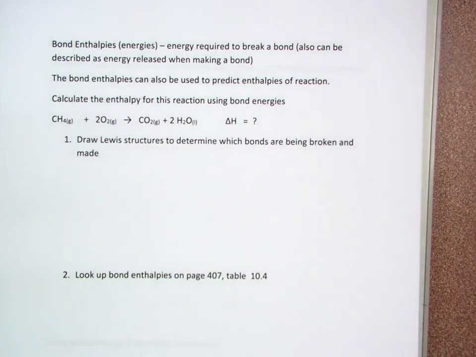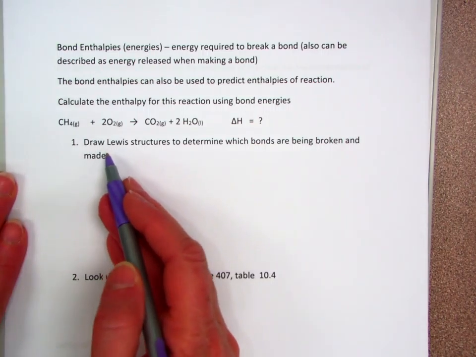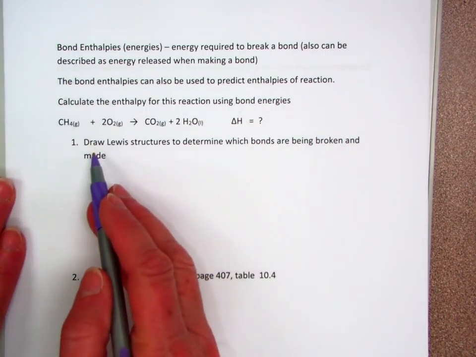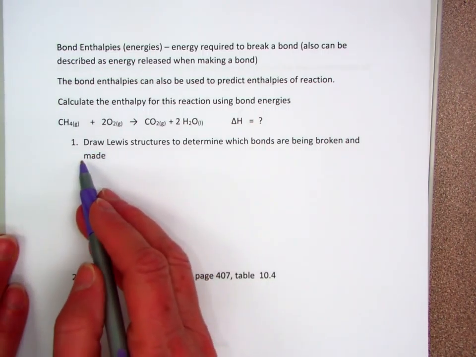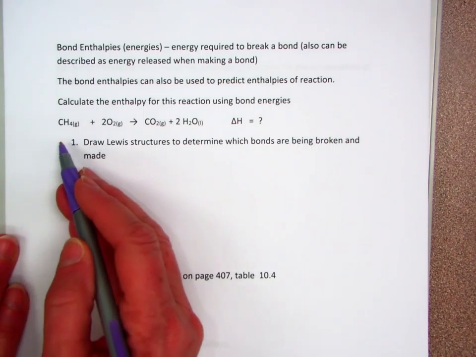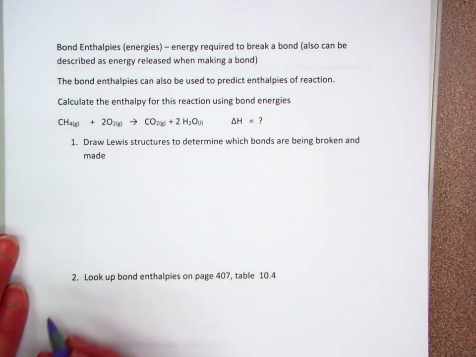You need a table with bond energies, and this is in your book. It's on page 407, table 10.4. So remember, that's my page 407. It's the little one in your book. So when we look at this, the first thing we do is say, well, what kind of bonds do I have? So we start off, always balance the equation. It is balanced. Now we're going to draw Lewis structures so we can think about the bonds.